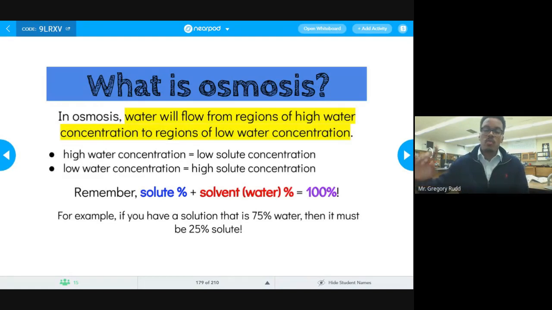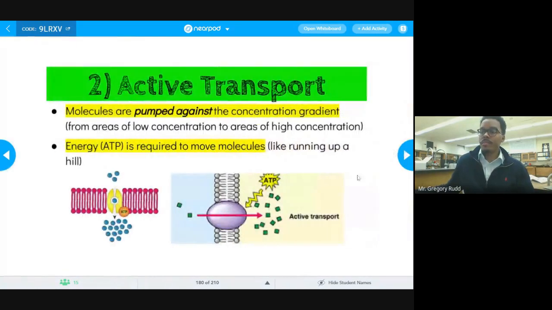In terms of osmosis, water will move from areas where it is in a high concentration to areas where it is in a low concentration. Keep that in mind. Okay.